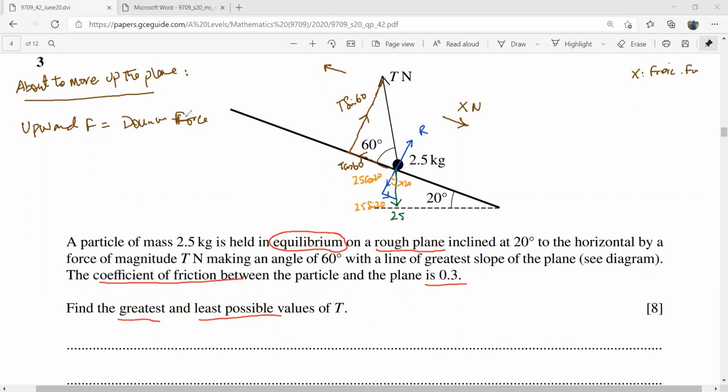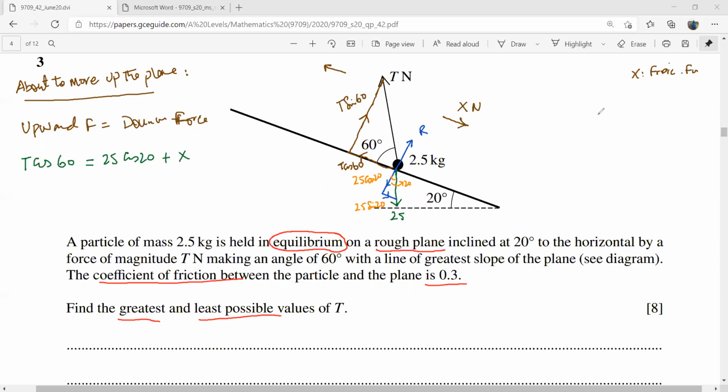So the upward forces, I have just one upward force, that is T cos 60. Let me write it down. That is T cos 60, up the plane. And then down the plane, you have the weight, first of all, that is 25 cos 20, and then you have the frictional force. Now these are the two forces over here. So let us determine this x first of all.